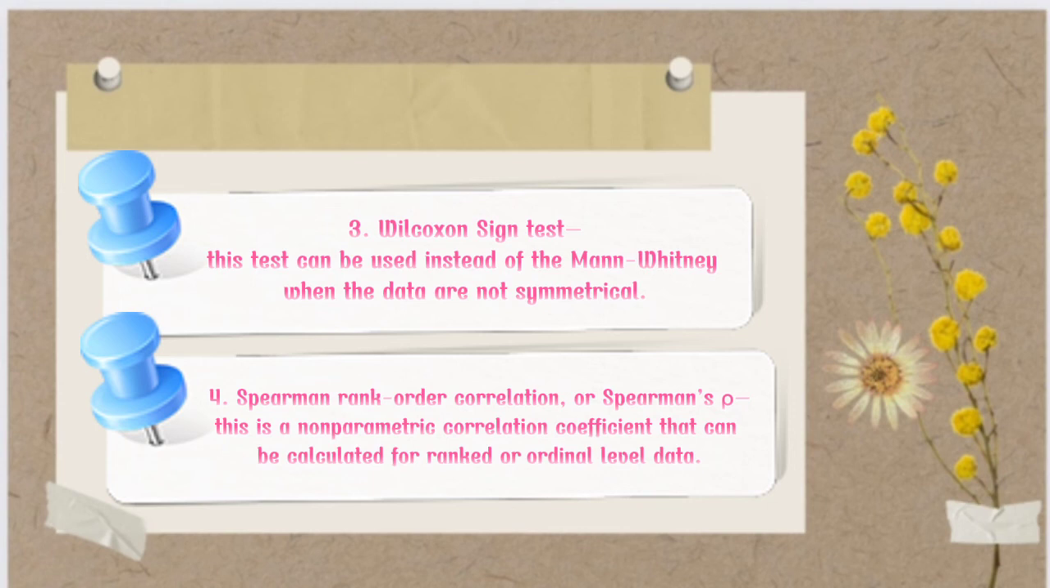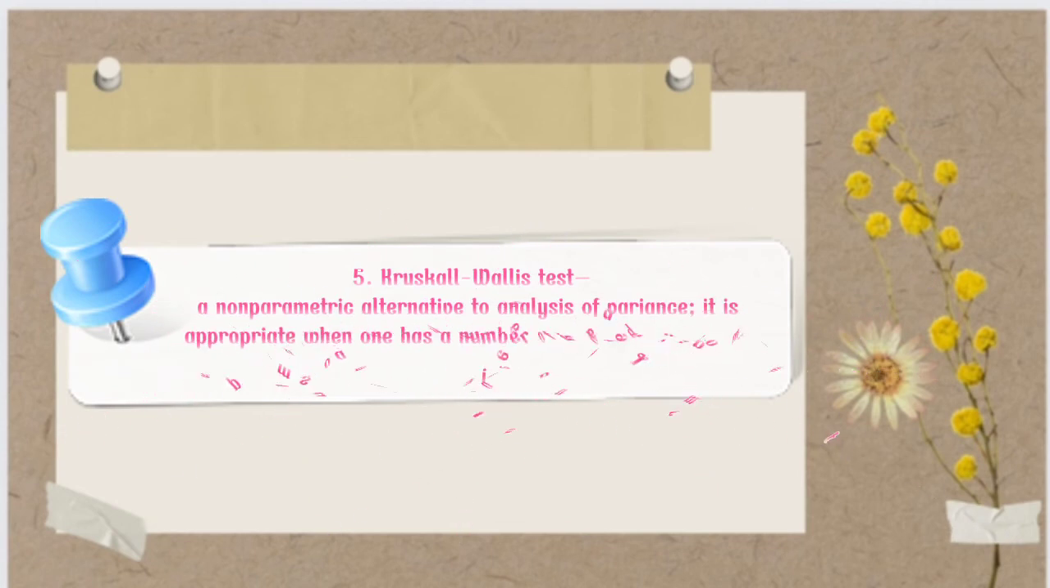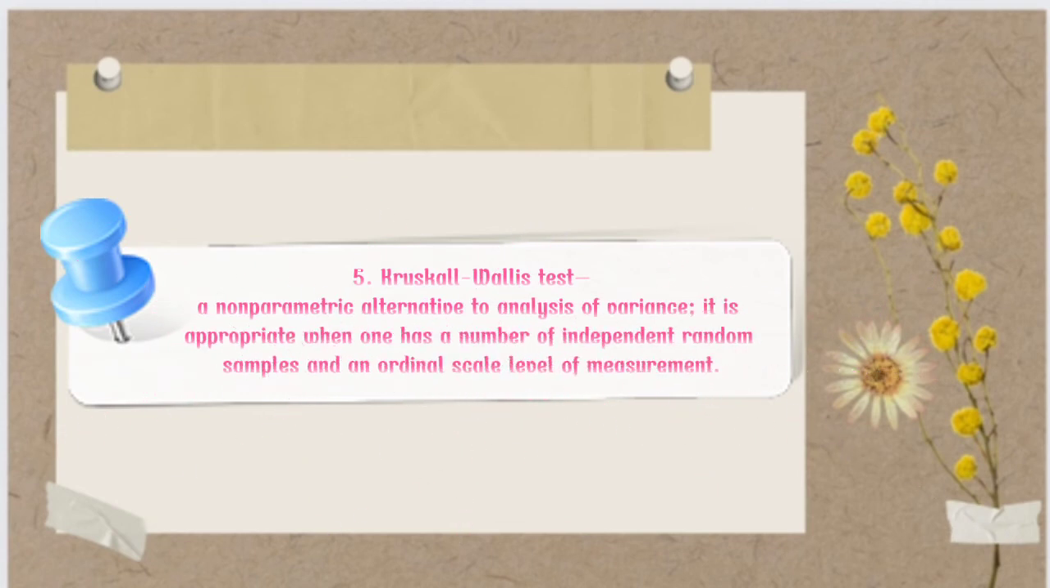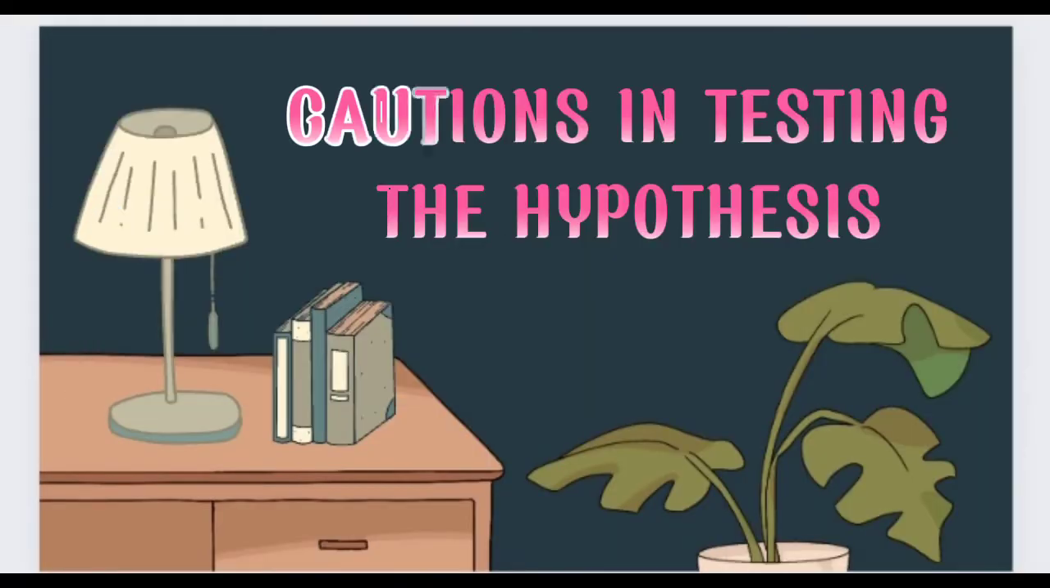4. Spearman rank order correlation, or Spearman's. This is a non-parametric correlation coefficient that can be calculated for ranked or ordinal level data. 5. Kruskal-Wallis test. A non-parametric alternative to analysis of variance. It is appropriate when one has a number of independent random samples and an ordinal scale level of measurement.